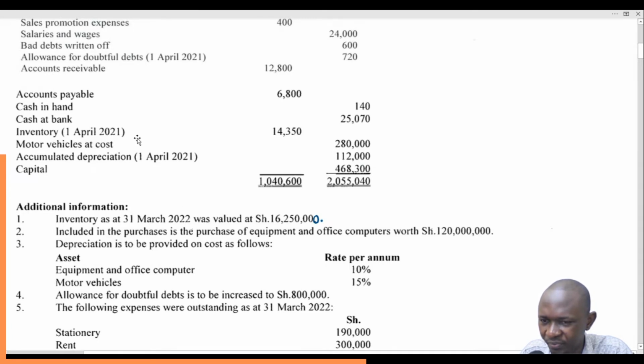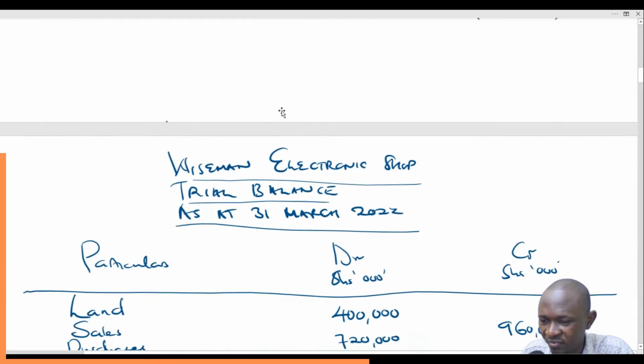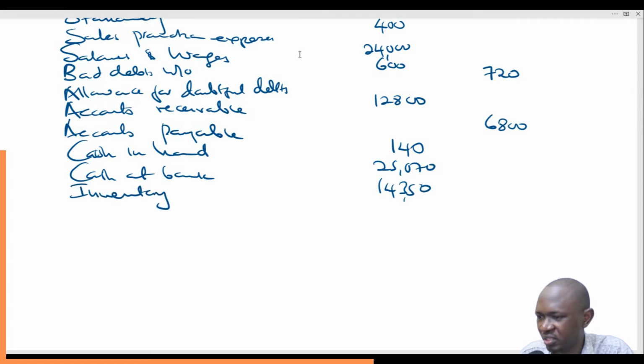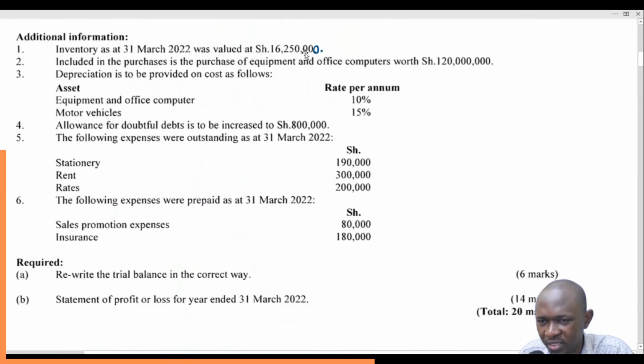Next we have inventory, 14,350. This is opening inventory, but nevertheless any inventory is an asset. So assets are on the debit side. Inventory, 14,350. It's an asset.